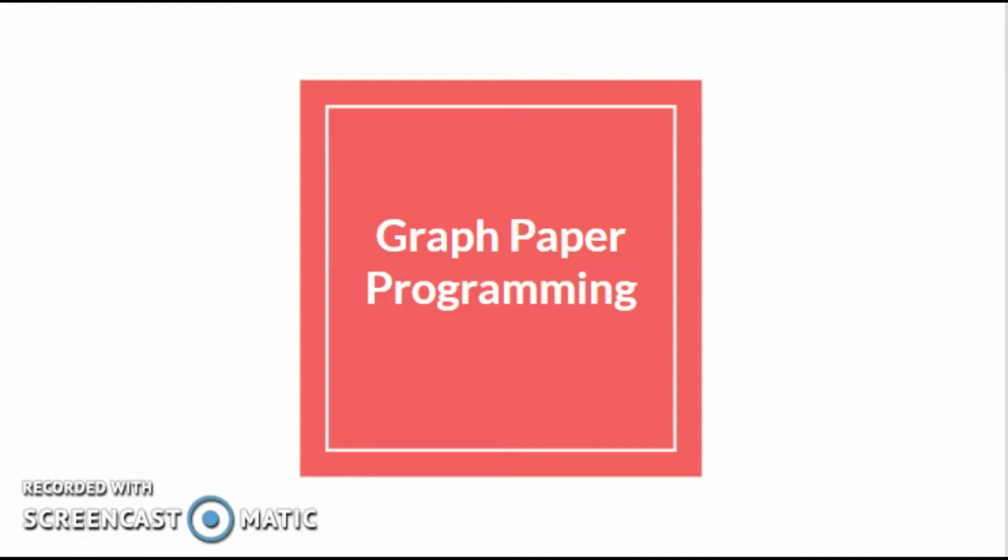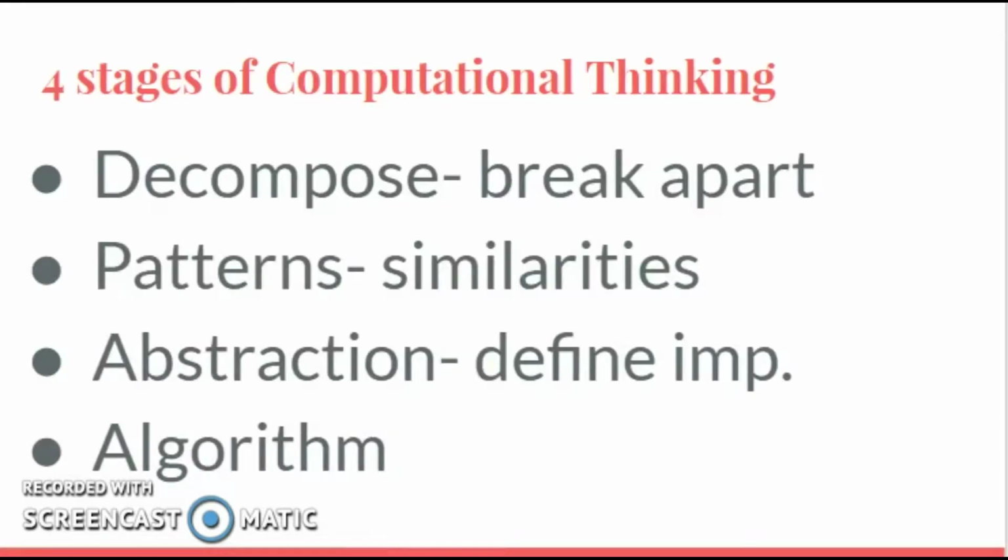So before we get started on this, what I want you guys to do is think about these stages of computational thinking. So these are four things that we need to do and we do a lot of them automatically when we are coding. We have to decompose. We have to break things apart. Okay, what's the first step that I need to do? Oh, okay, I need to move forward one step, and then I need to turn right, and then I need to move forward again. So it's breaking things down step by step.